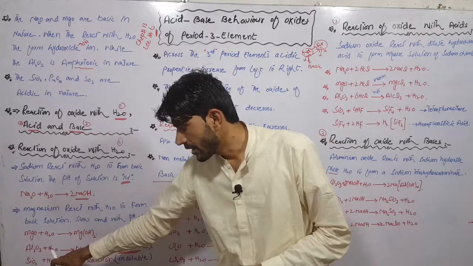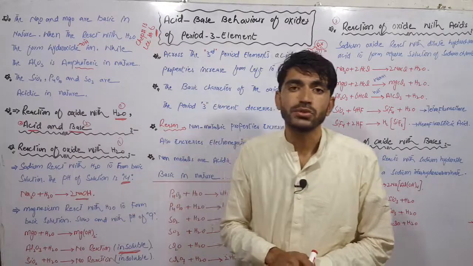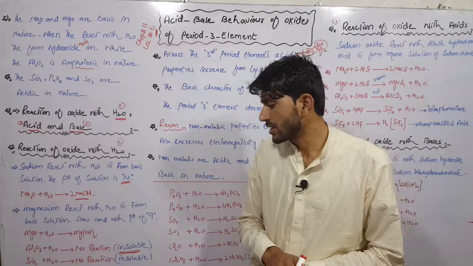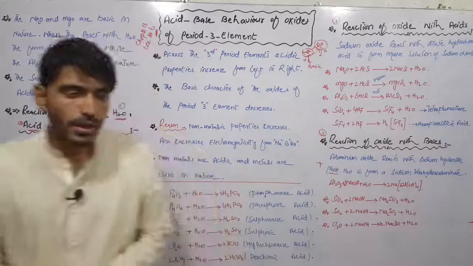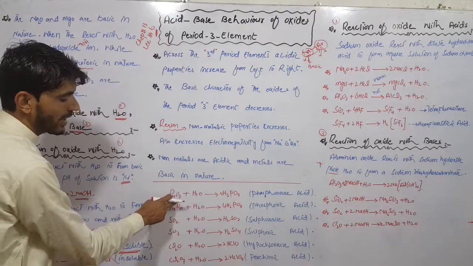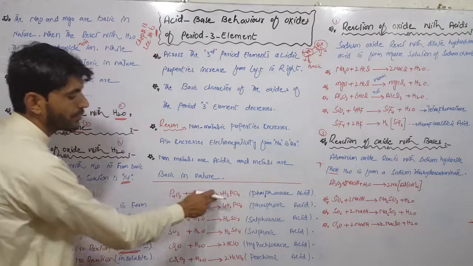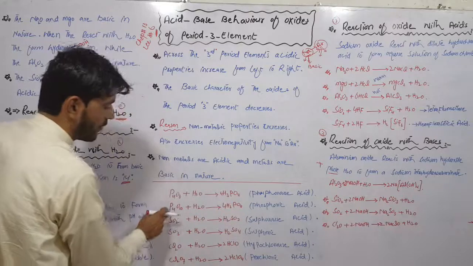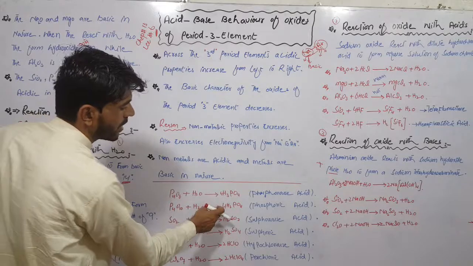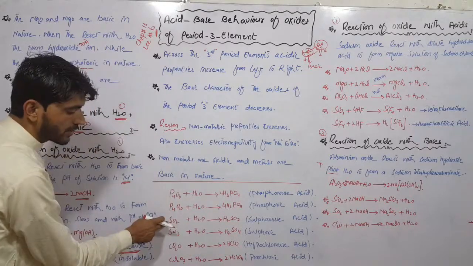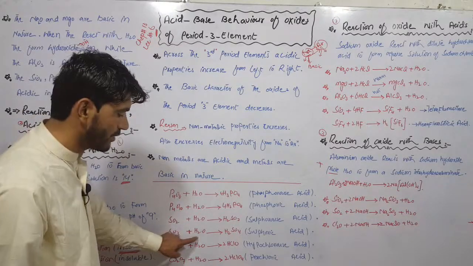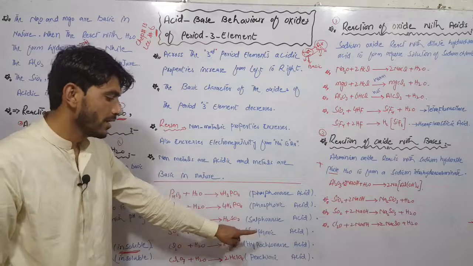Next, silicon dioxide with water: no reaction takes place due to its giant covalent structure. More energy is required, so it cannot react with water. Phosphorus trioxide reacts with water to produce phosphorous acid. Phosphorus pentoxide reacts with water to produce phosphoric acid. Sulfur dioxide reacts with water to produce sulfurous acid, and sulfur trioxide produces sulfuric acid.